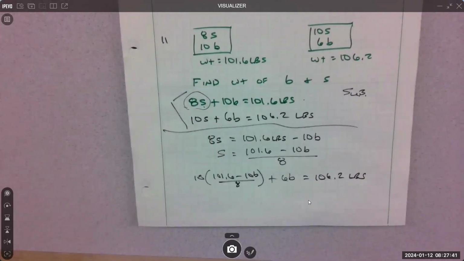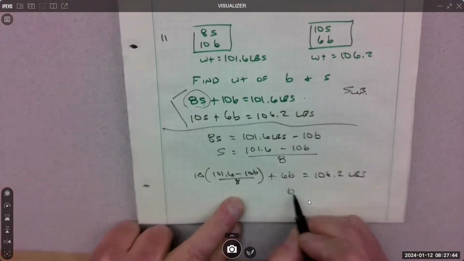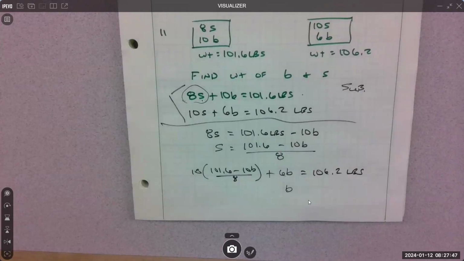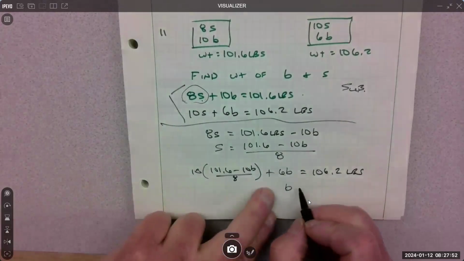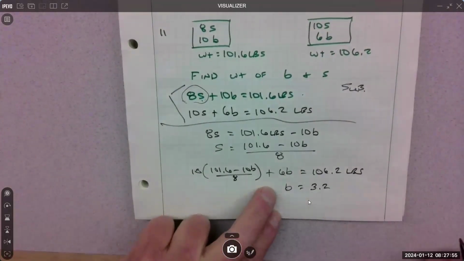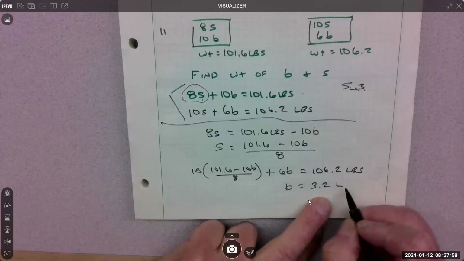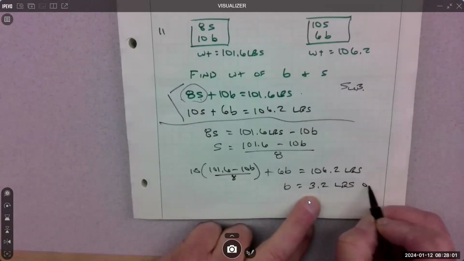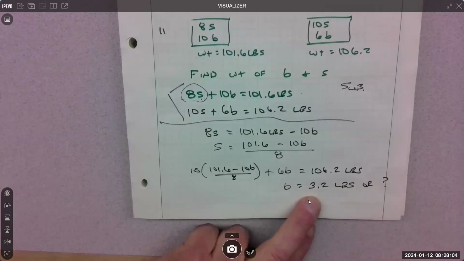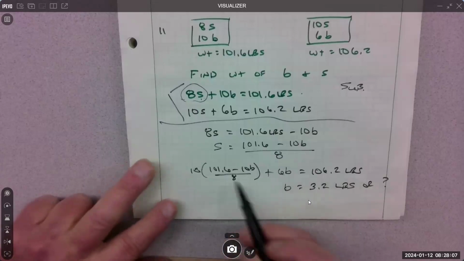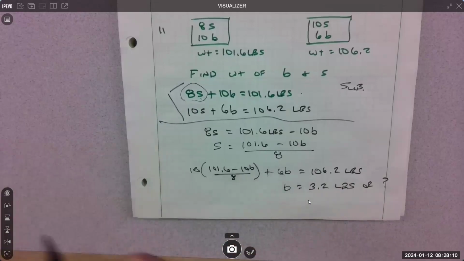Yeah? Okay. So what do we get for B? Or would you like me to do the algebra? That's up to you. I think you can do it. What? 3.2? And what are the units of that? Pounds. Is it pounds or is it? Yeah, are there any units over here? No. The only unit in this thing is pounds, so it's gotta be pounds. That kind of makes sense. Brake pads, 3 pounds. Maybe they're truck pads.